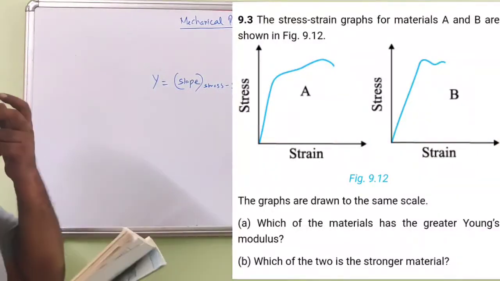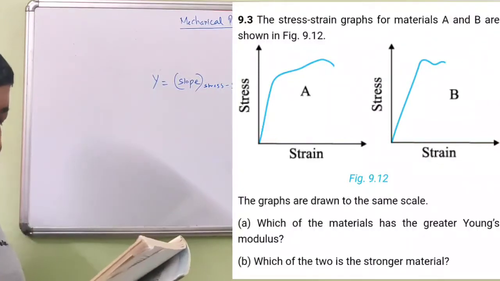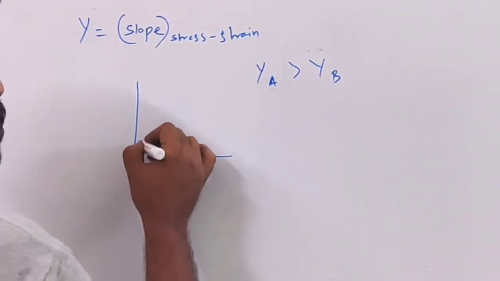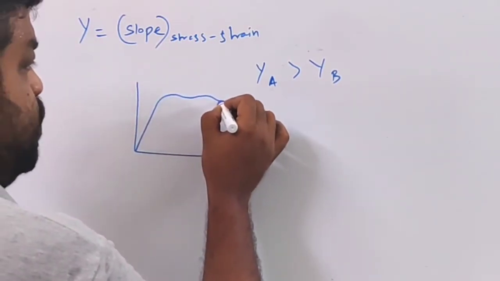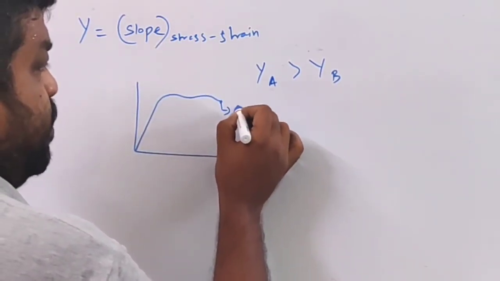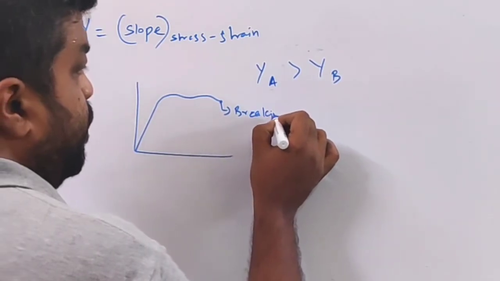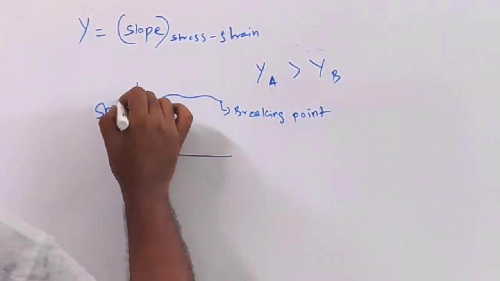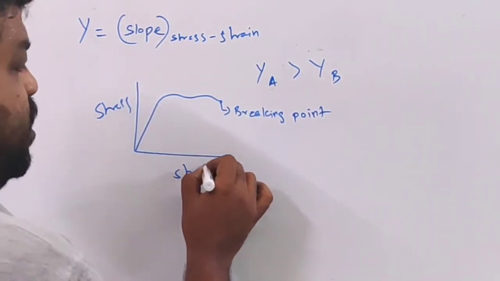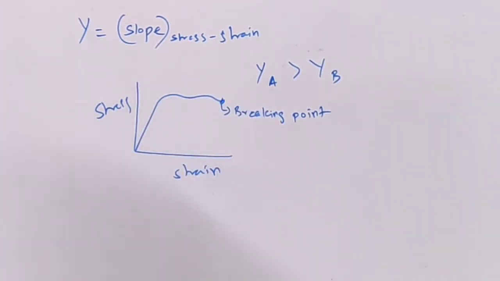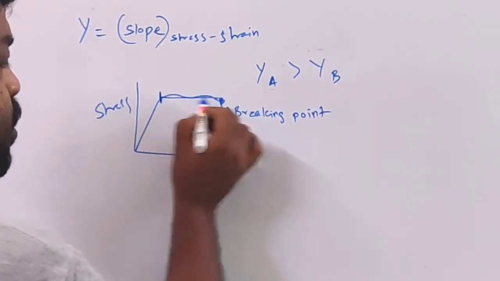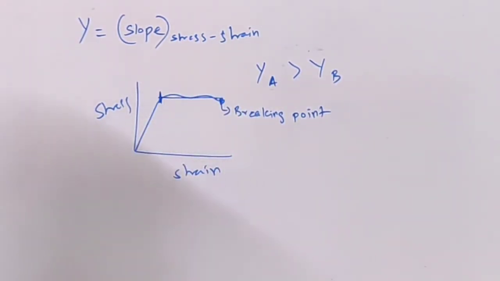Okay. Then the second question is which of the two is a stronger material. So stronger means, see, for this graph, this point is the breaking point. Okay, in the stress strain graph, this point represents the breaking point. So if this point is far away from this point, the elastic limit, that means the material is strong.